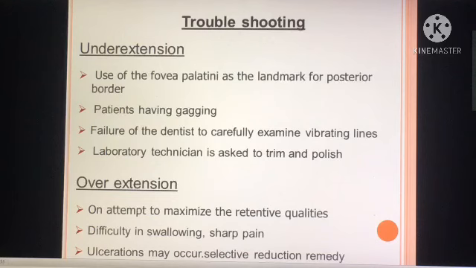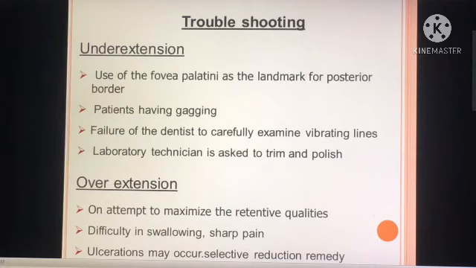So coming to overextension, overextension usually results in an attempt to maximize the retentive qualities. The practitioner will try to maximize the retention of his complete denture, thereby resulting in overextending the posterior border. And this will result in over-compression of the tissues. Even the patient will have difficulty in swallowing. Post-insertion, he will come on the 3rd or 4th day complaining that there is difficulty in swallowing. So overextension may be the reason.